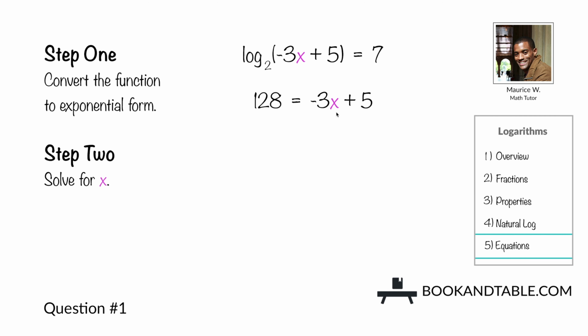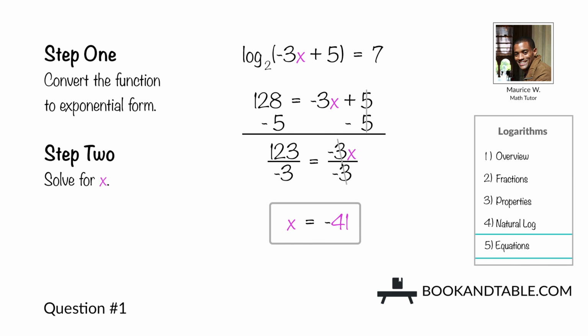And now we can solve for x by first subtracting 5 from both sides, giving us 128 minus 5, which is 123 on the left side. And that's equal to negative 3x. And we remove the coefficient negative 3 by dividing both sides by negative 3. So we find that x is equal to 123 divided by negative 3, which is negative 41.